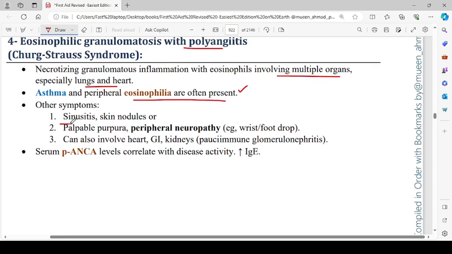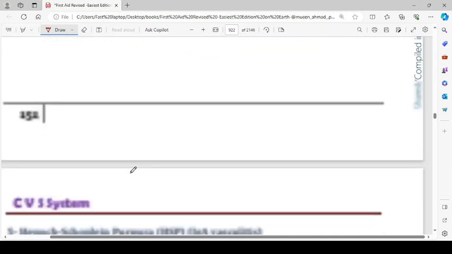Other symptoms are sinusitis, skin nodules or palpable purpura, peripheral neuropathy, for example, wrist or foot drop. It can involve the heart, GI, kidneys, with pauci-immune glomerulonephritis. Serum P-ANCA levels correlate with the disease activity, and there will be increased amount of IgE as well.